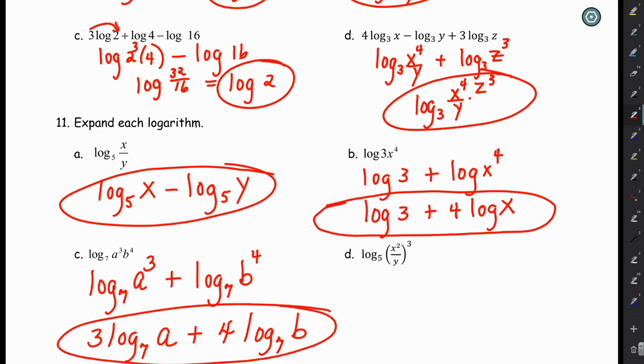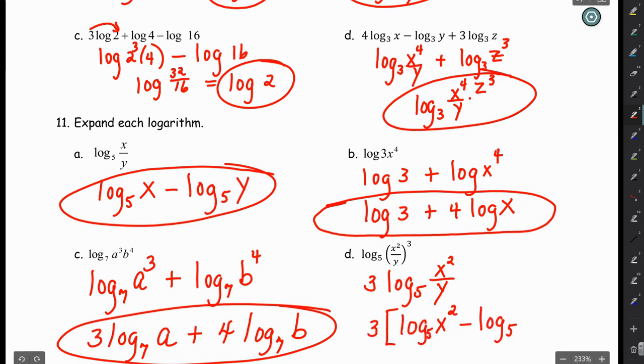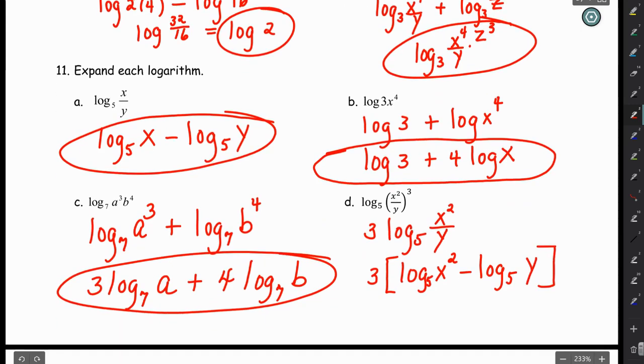All right, last one, letter D. We have a 3 as an exponent, so I want to leapfrog that out front first. And then I'm going to use subtraction between because we have division. And I'll leave that 3 out here now. And I'm still not done. I've got to bring the 2 out front.